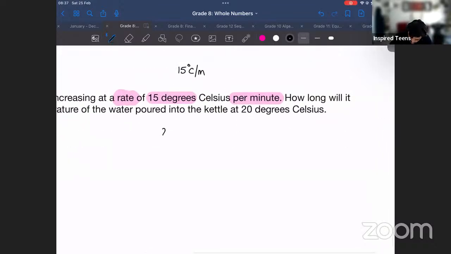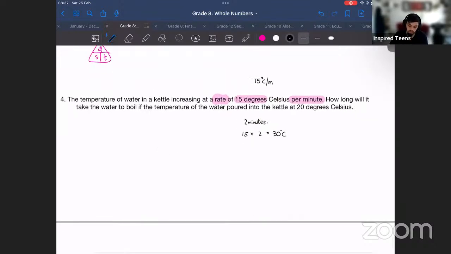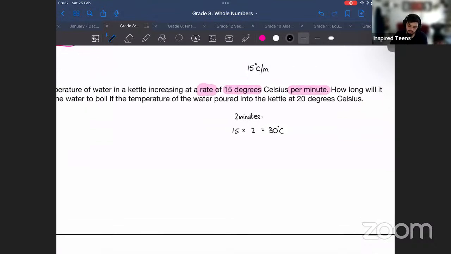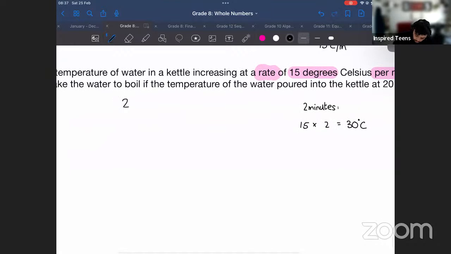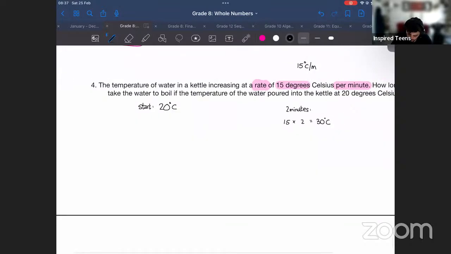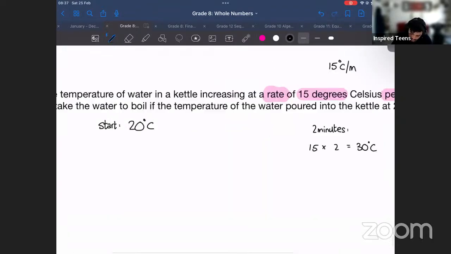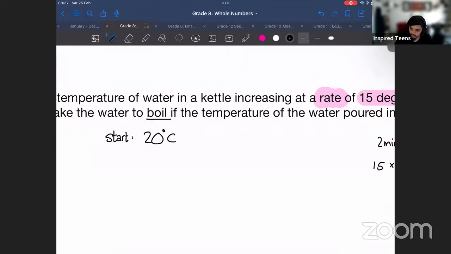So in 2 minutes, it increases by double that: 15 times 2, which is 30 degrees Celsius. How long will it take the water to boil if the water poured into the kettle is 20 degrees Celsius? So the water is already at 20 degrees Celsius. That's its starting value. At what temperature does water boil? Someone tell me.